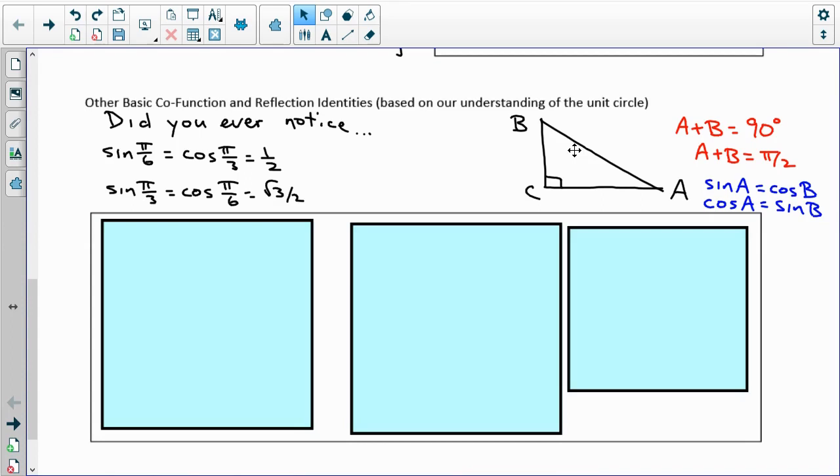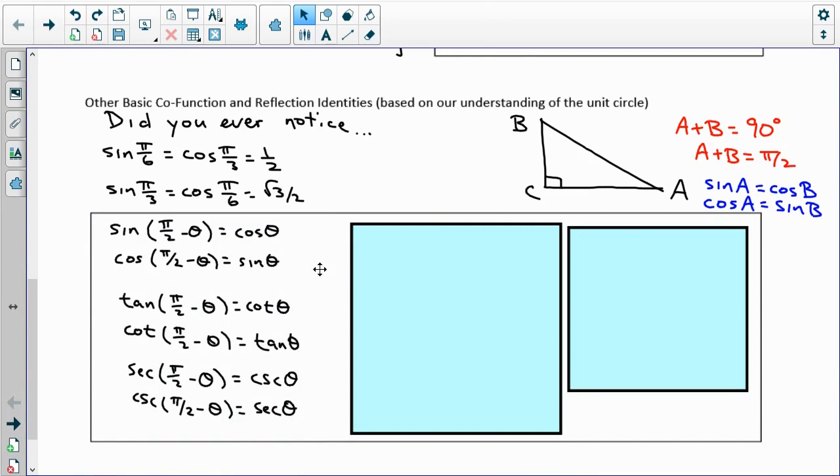Now, as we extend it to the unit circle, we do draw the right triangle on the coordinate plane, but we don't always think about it in terms of right triangles anymore. But that doesn't mean that it's not still true when we're dealing with angles that are off by 90 degrees from each other. So if I take a look at sine of, remember that pi over 2 is like 90 degrees, if I take 90 degrees and subtract the angle, and I do sine of that, I get cosine of that angle. And that is basically what this was saying.